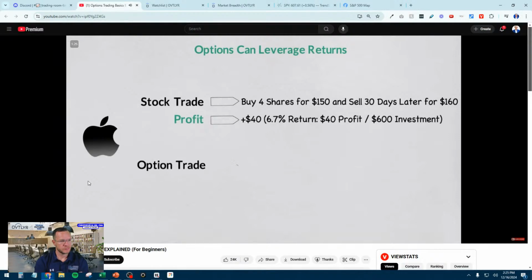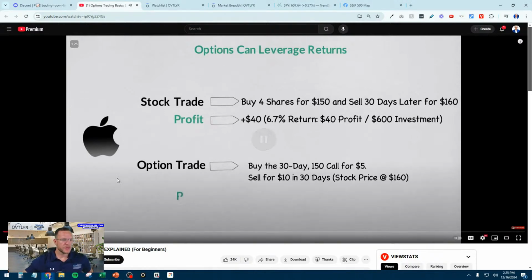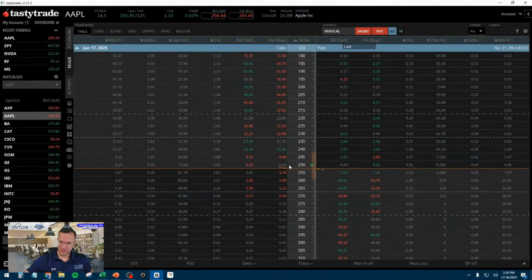So let's compare that to a hypothetical option trade. So let's say we bought the 30-day 150 call option for $5, and with the stock price at $160, 30 days later, we sold that call option for $10. So this would be an at the money option, right? So if it's currently at $150 and you're buying the calls at $150, that's the at the money trade. Okay. So it's going to have a little bit different on the leverage there.